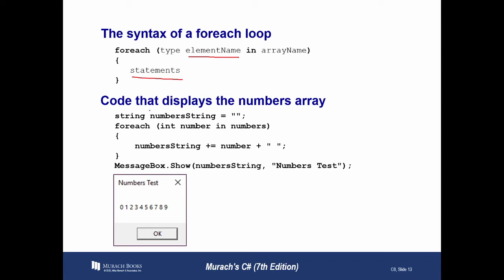Okay, so if we look at this code that displays the numbers array, we're setting this string. And when I say it doesn't have to be an array, I'm implying that it can be a string. That's the other option, right? And so you see foreach, and we're saying it's an integer. So number in numbers. Okay, and notice this one is with an S.